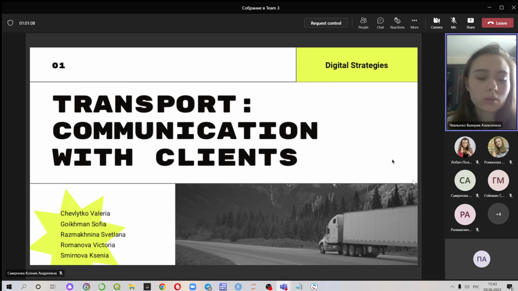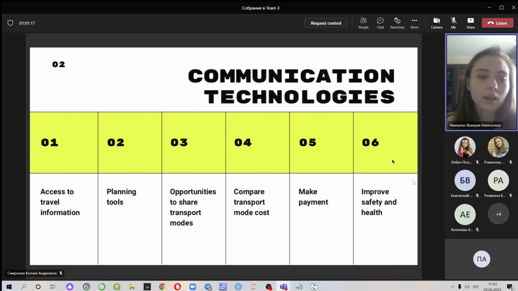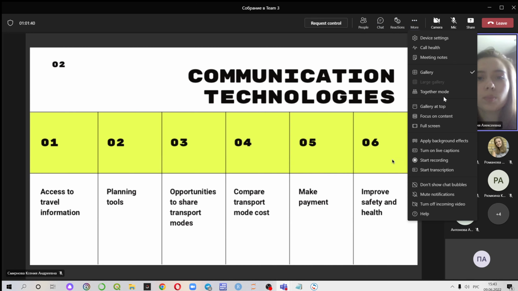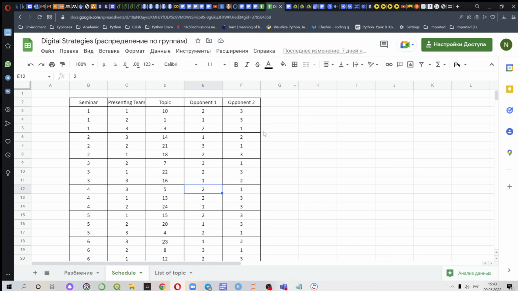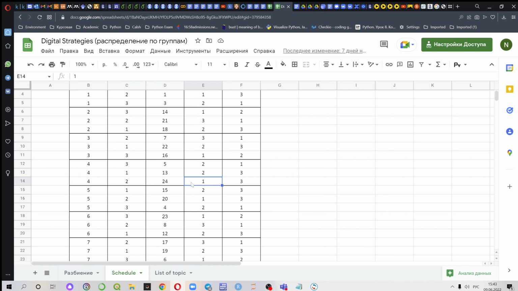Hello everyone. Today we are going to tell you about communication with clients in the transport industry, and we will start with trends and general information. Information communication technologies have considerable importance for transport systems as they provide access to travel information, planning tools, opportunities to share transport modes, to work at a distance, compare transport mode cost, make payment, improve safety and health, and communicate travel patterns.